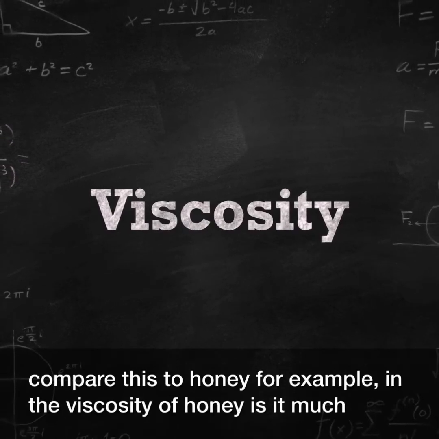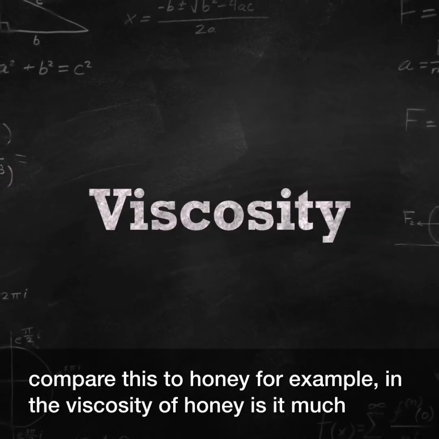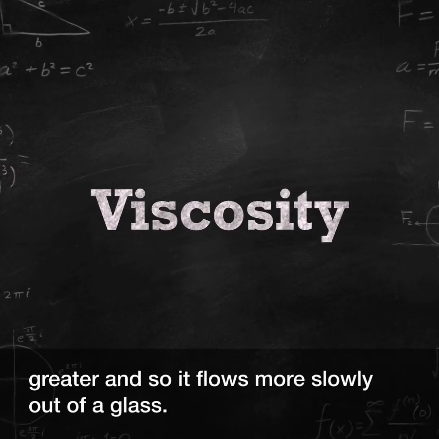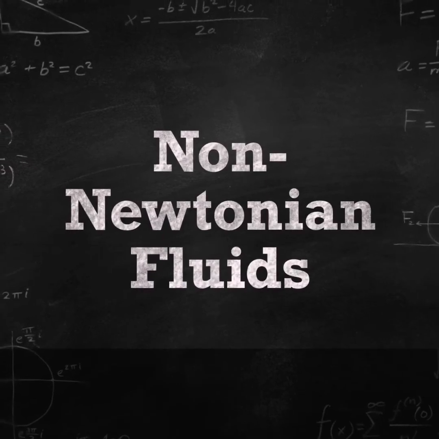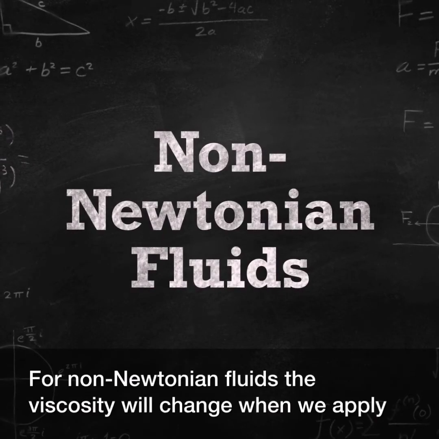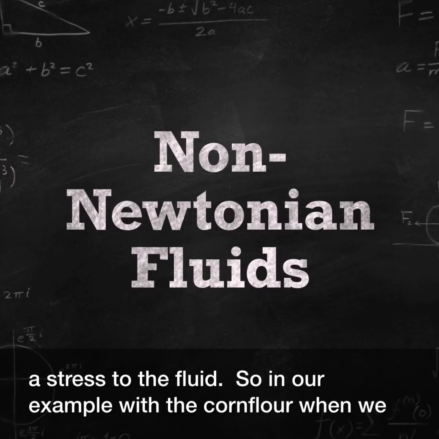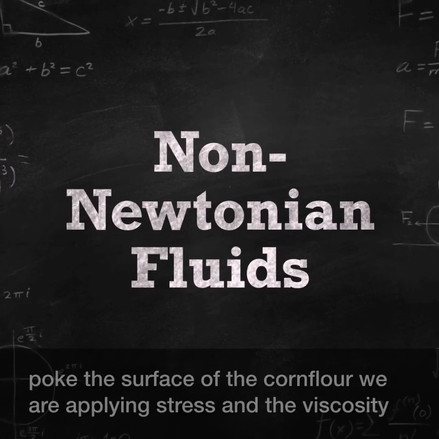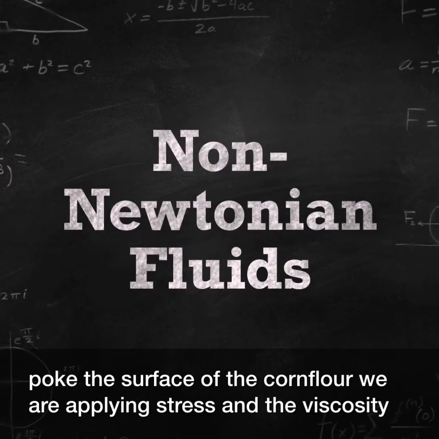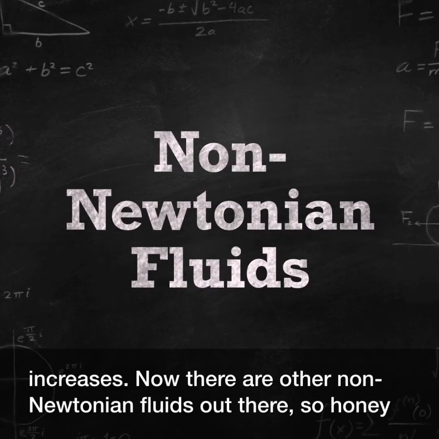If we compare this to honey, for example, the viscosity of honey is much greater, and so it flows more slowly out of a glass. For our non-Newtonian fluids, the viscosity will change when we apply a stress to the fluid. So in our example with the corn flour, when we poke the surface of the corn flour, we are applying a stress and the viscosity increases.